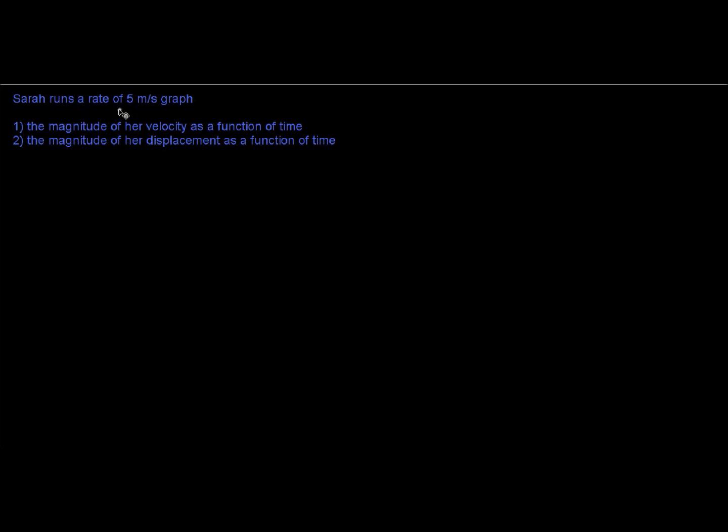So Sarah is running at a rate of 5 meters per second, and we want to graph, 1, the magnitude of her velocity as a function of time, and 2, the magnitude of her displacement as a function of time. So let's see if we can do that now. We'll start by graphing the magnitude of her velocity.